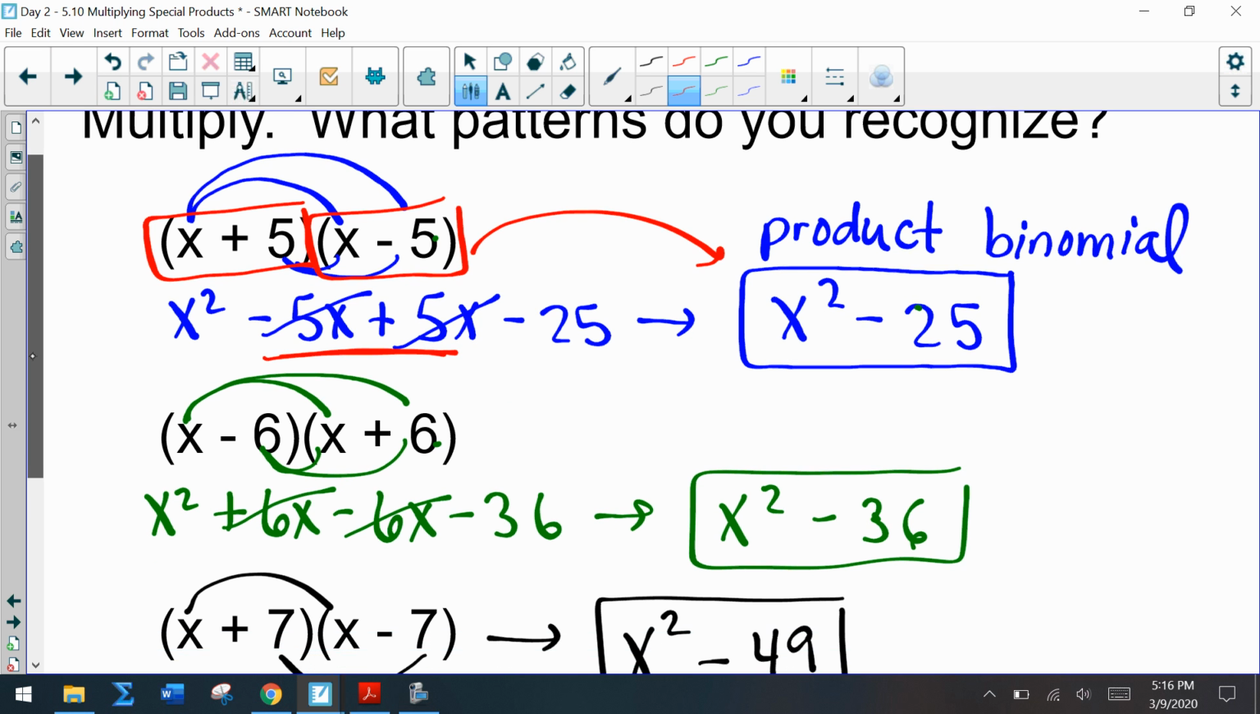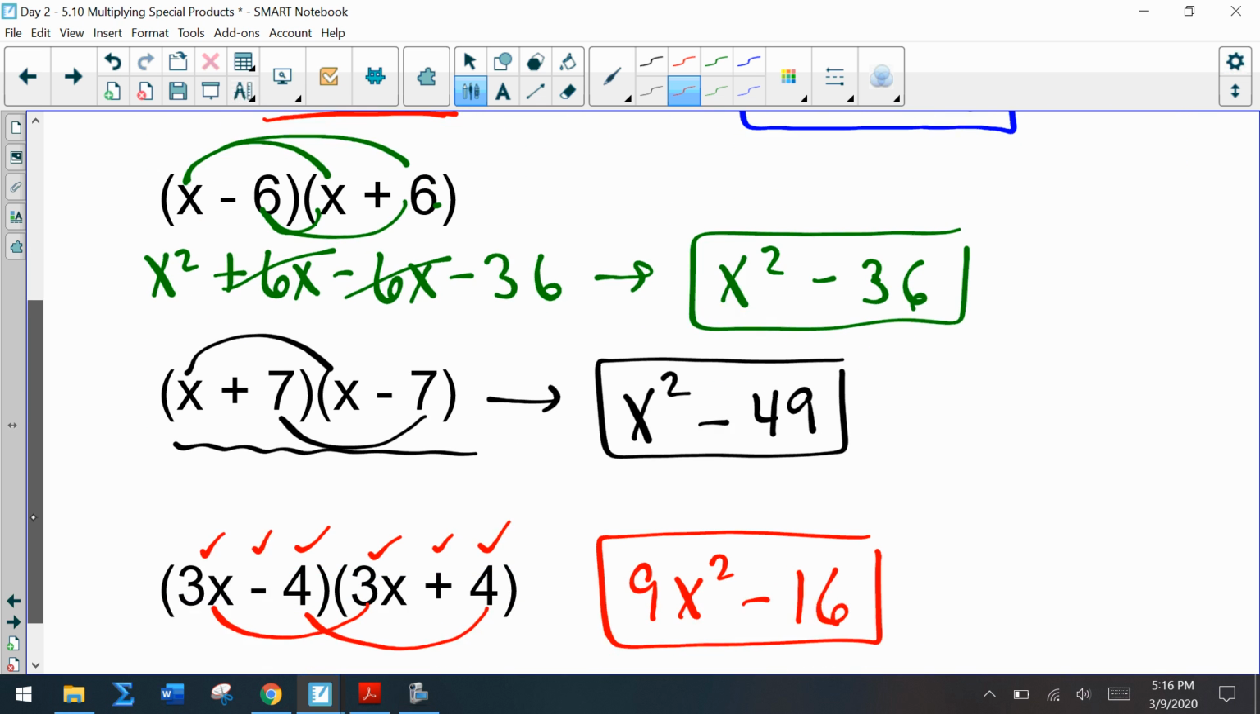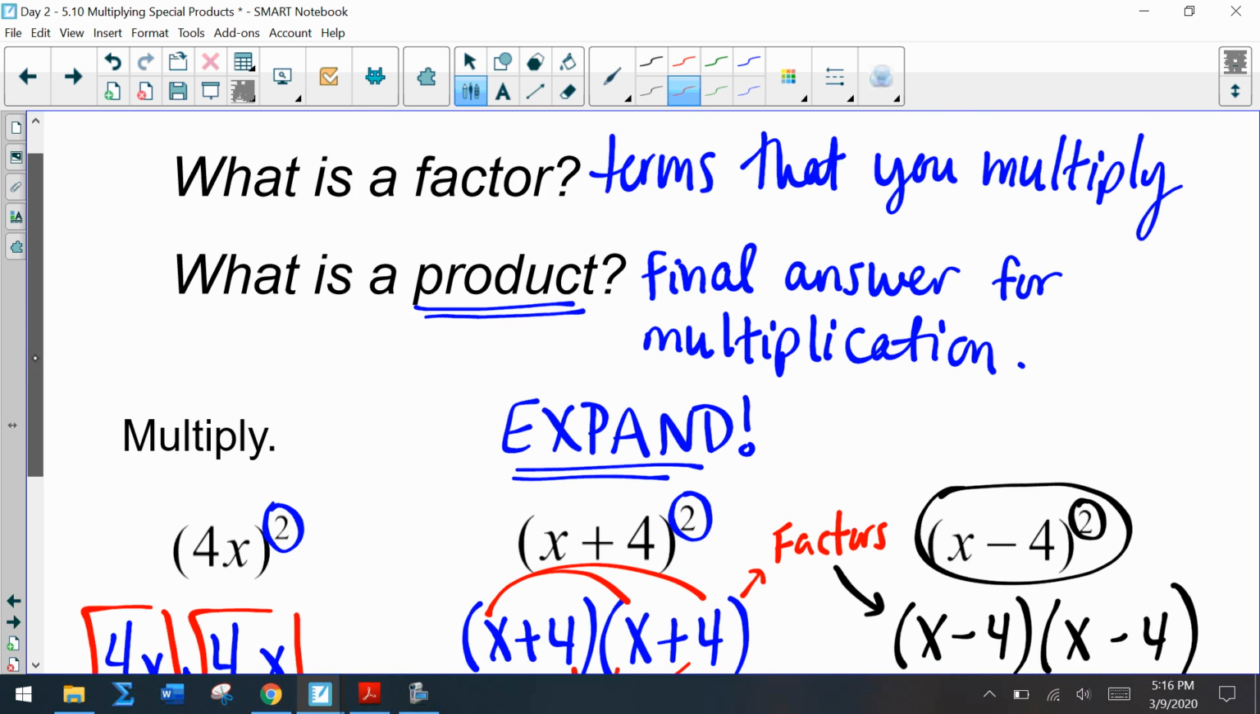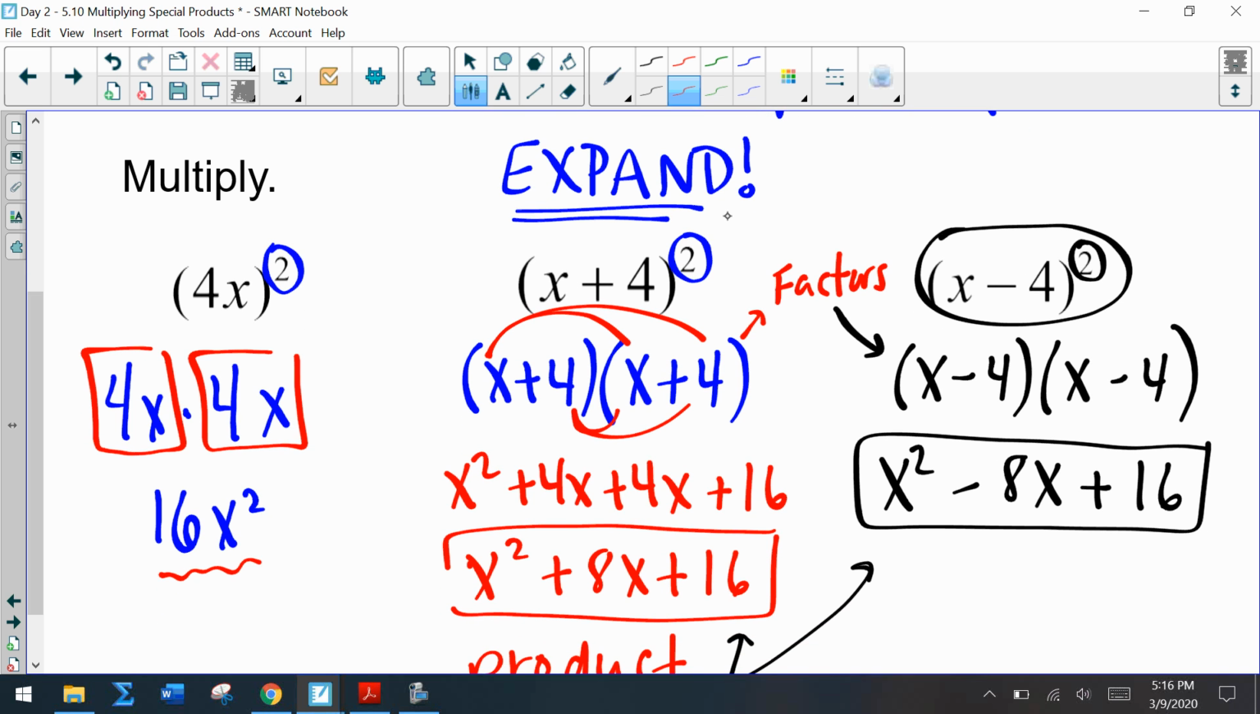So that's the end of these notes today. Make sure that when you are multiplying, you can recognize the patterns. And then also, we have to remember to expand when we're squaring binomials.